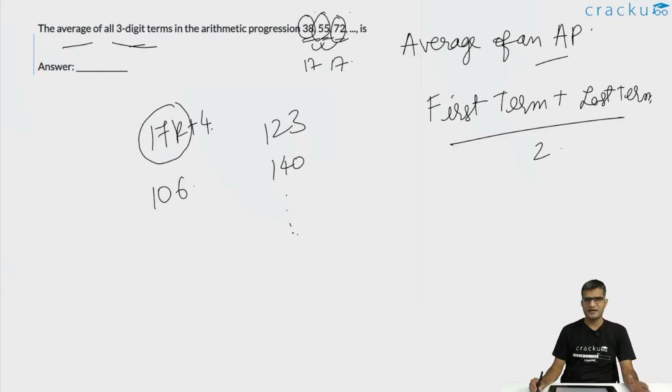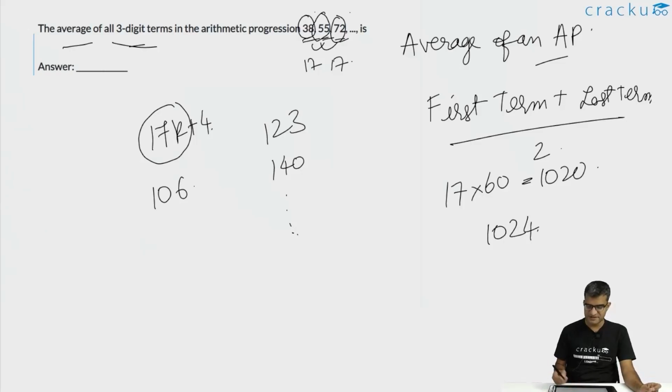The easiest way to calculate it is to find a multiple of 17 which is close to 1000. The first thing that comes to mind is 17 into 60, which is 1020. So one number which is part of this arithmetic progression will be 1024. But this is a 4-digit number, so we'll remove 17 from it. We'll have 1007. This also is a 4-digit number. We'll remove another 17 from it. So the last 3-digit number will be 990. So the arithmetic progression which has only 3 digits will be 106, 123, 140, till 990.